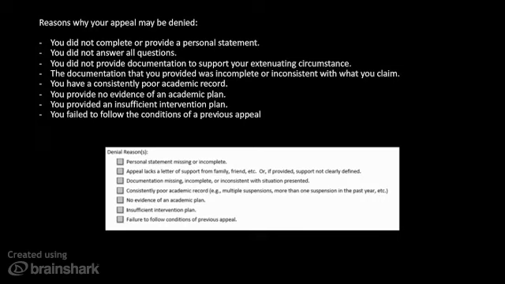Appeals are denied for students that have consistently poor academic records. Appeals are denied when there's no evidence of an academic plan. Appeals are denied when there is an insufficient intervention plan. And appeals are denied when students have failed to follow the conditions of a previous appeal.